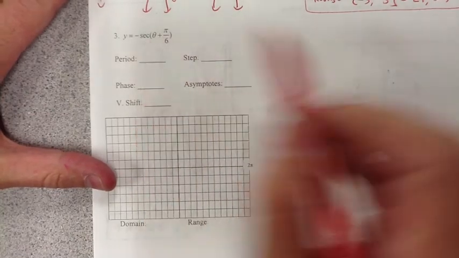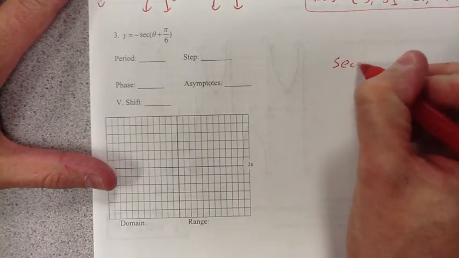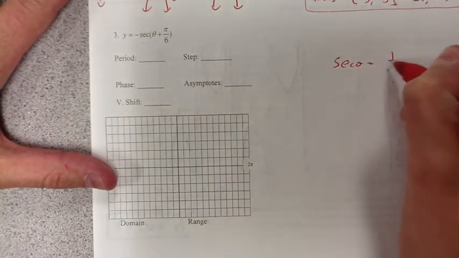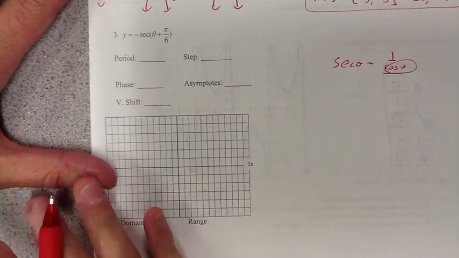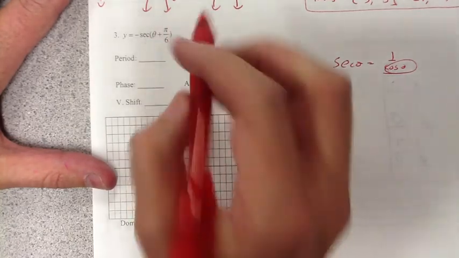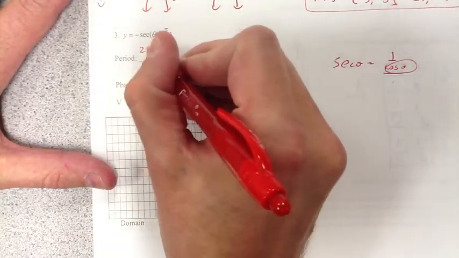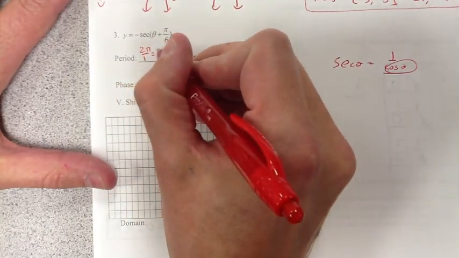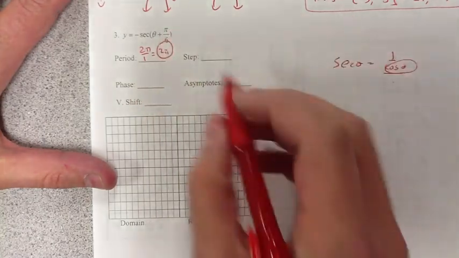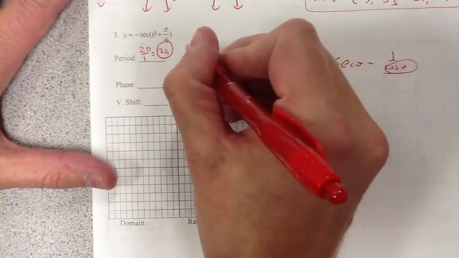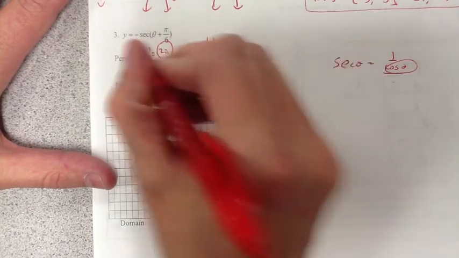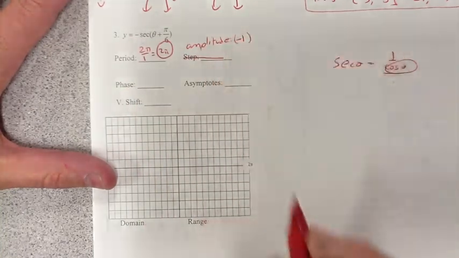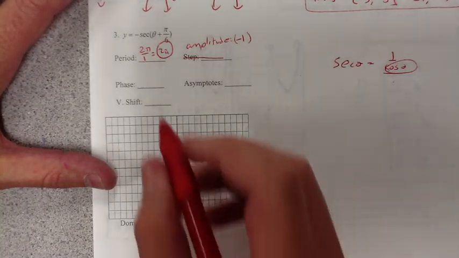Again, we're not going to really graph secant. Remember, secant of theta is really 1 over the cosine of theta. So what we're going to do is graph the cosine curve instead. Our period's the same, it's 2 pi over b, b is 1, so it's just 2 pi. We do have an amplitude, and it's -1, so that's going to flip our cosine graph.